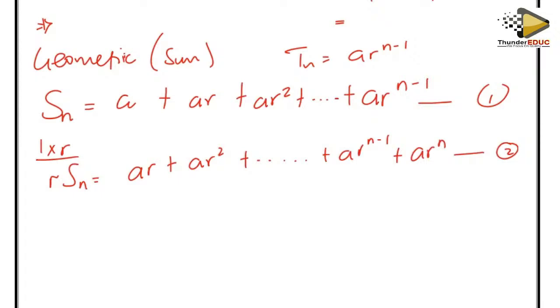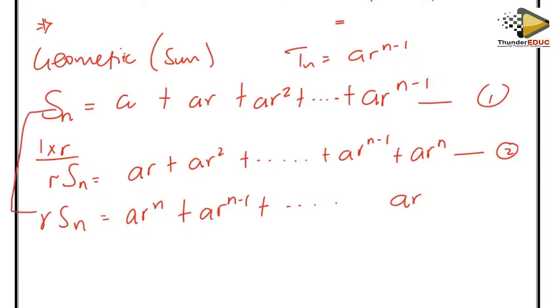And then from that point, okay, I can swap it around. Then I have RSn is equal to AR^n plus AR^(n-1), and so on. And then I'll end up with just AR. And then I'll have to add these two. Do I have to add? No, it has to be subtraction. It can't be an addition. It has to be subtraction.